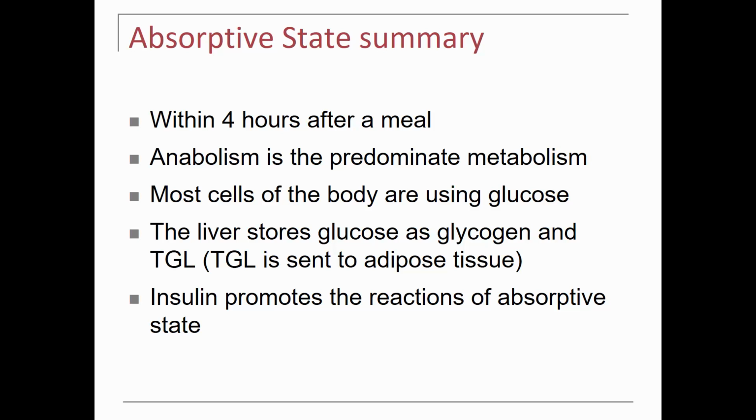Since you've just eaten a meal and there's plenty of glucose, that's what your body's going to run on. Most cells of your body are going to use glucose to make ATP. Extra glucose is going to be stored as glycogen and fat, and the liver is going to package that fat and send it to adipose tissue. The most important hormone during this time is insulin. Insulin, when it binds to its receptors, is going to promote the reactions of the absorptive state.